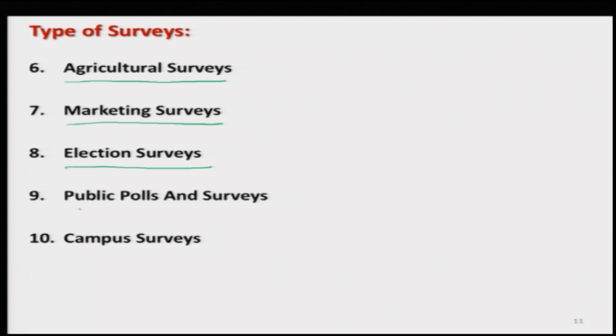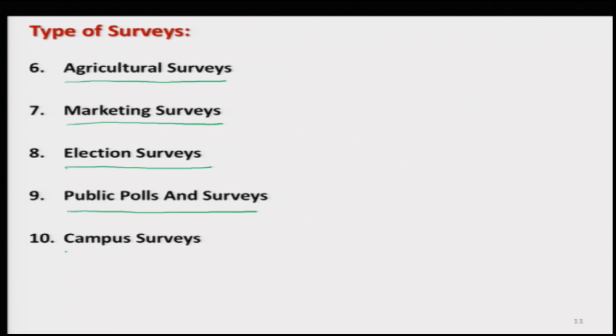Similarly, there are public polls and surveys. Sometimes the government, or some organization or office, wants to employ some policy or some new rules, but before that they want to know how the people are feeling about those things. So they conduct public polls, and based on that they seek the opinion of the people, and based on that they take appropriate decisions.